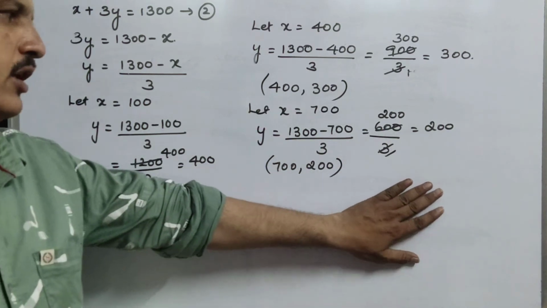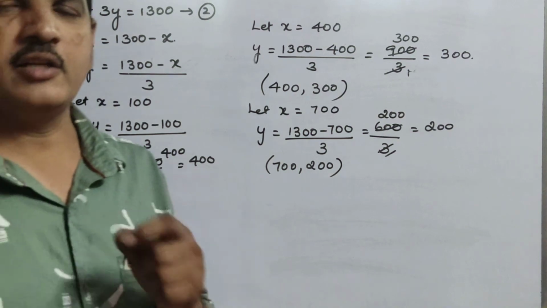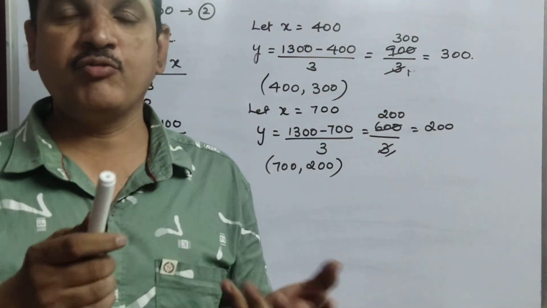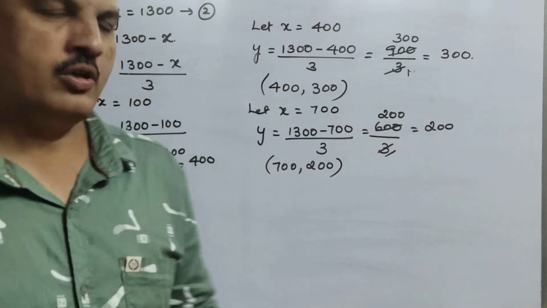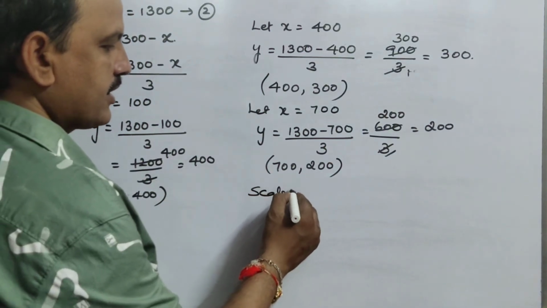That means this is up to the second equation. Now while drawing the graph, children, you should observe very carefully all the multiples of 100. That means 100, 200, 300, 400, like that it is there. So you can take their scale.